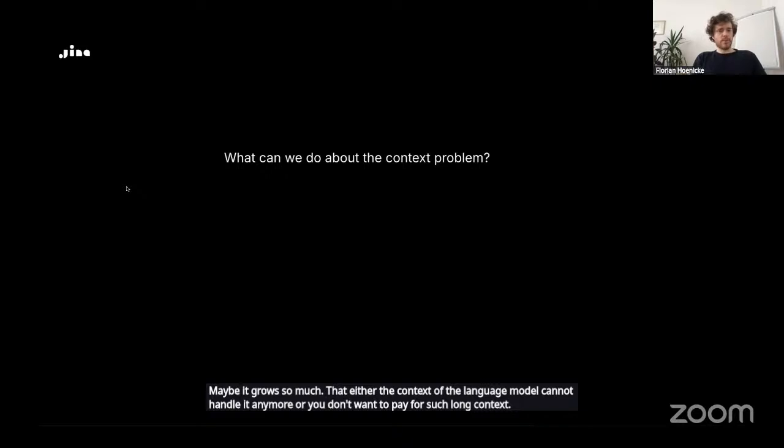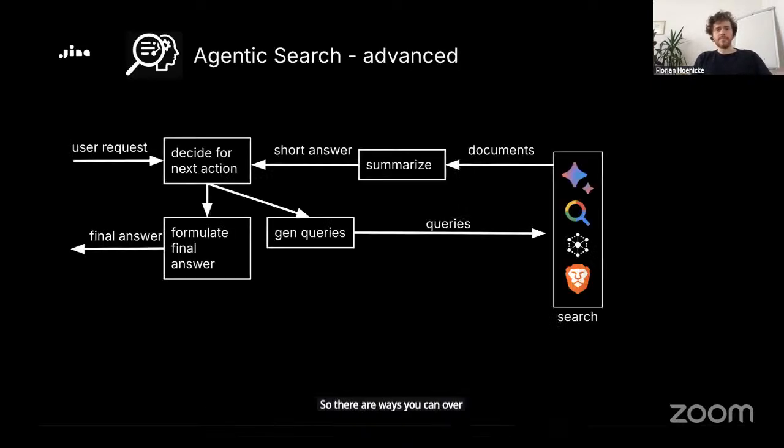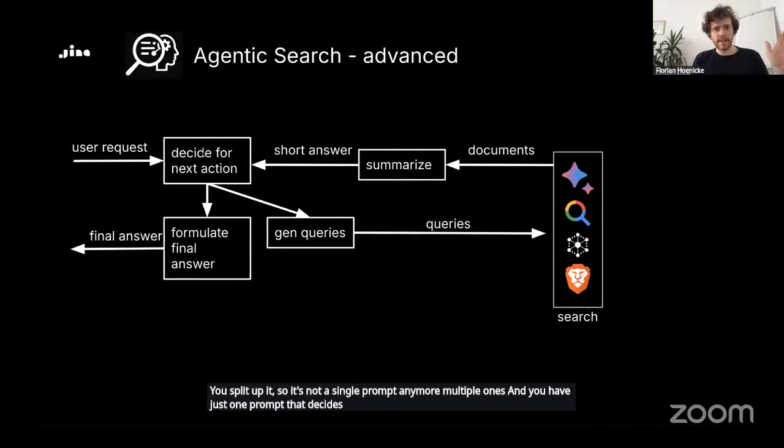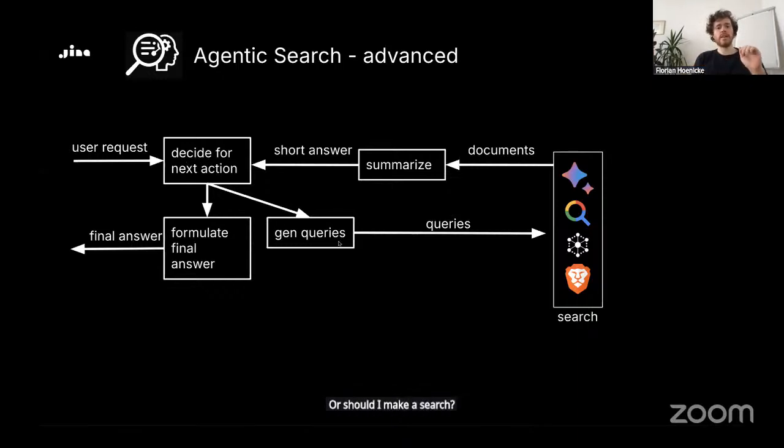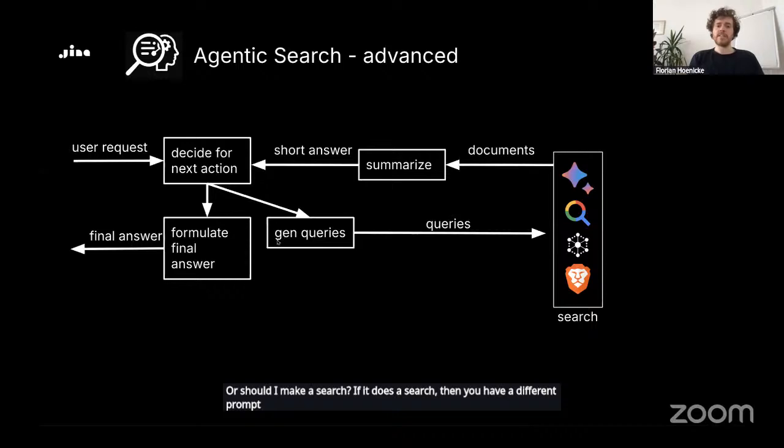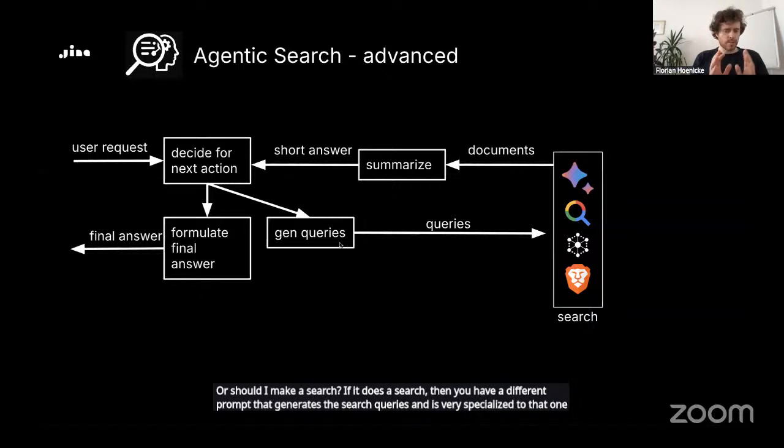So there are ways you can overcome this problem. And this is summarization. What you could also do is, a user request comes in, then there is a prompt. You split up the prompt, so it's not a single prompt anymore. There are multiple ones. And you have just one prompt that decides, should I give a final answer or should I make a search? If it does a search, then you have a different prompt that generates the search queries and is very specialized to this one specific task.